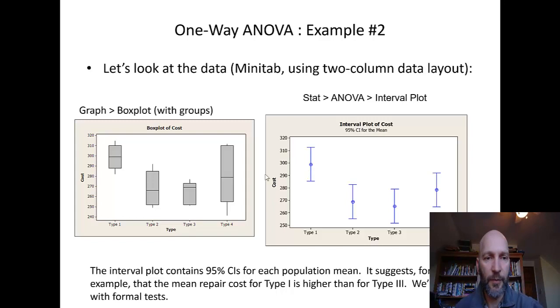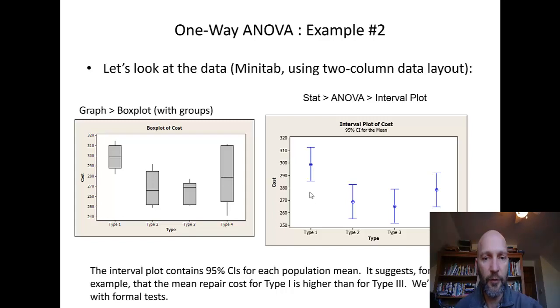So we've got the box plots. We talked about those earlier, and we see for type 1, type 2, 3, and 4, there's quite a bit of variation. In fact, it looks like, based on this, type 1 is more expensive than type 2 and type 3. There's a lot of variation in type 4, so we might not be able to make that claim.